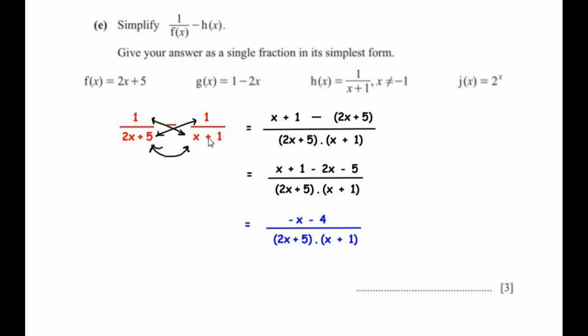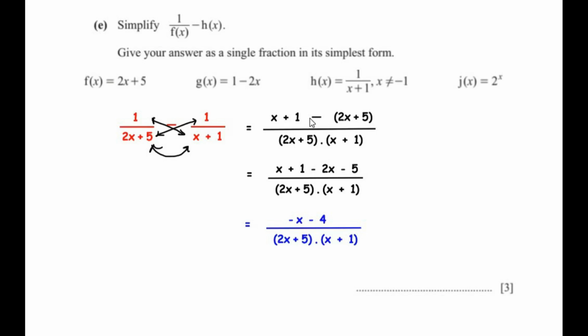Now 1 multiplies with x plus 1 giving us x plus 1 minus, now 1 multiplies with 2x plus 5. So we have written it inside the bracket as you can see because we have a negative sign over here. So whenever there is a negative sign we have to be careful. If there was a positive sign over here then the bracket was not necessary. The whole thing divided by, now the denominators will get multiplied giving us 2x plus 5 times x plus 1.